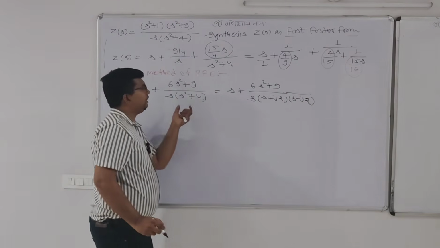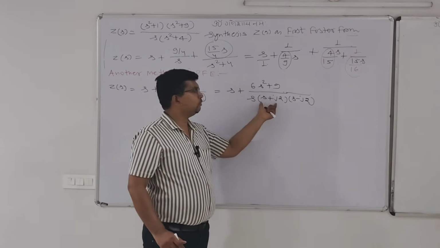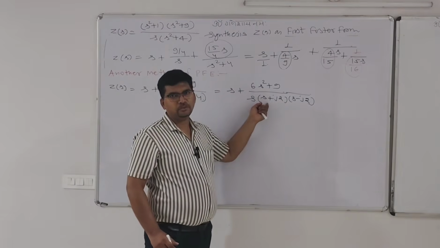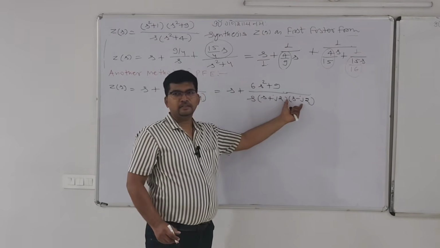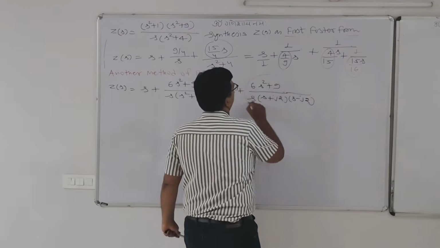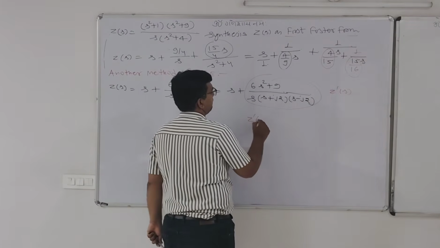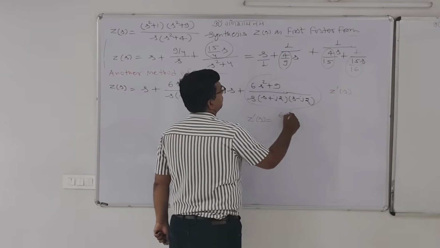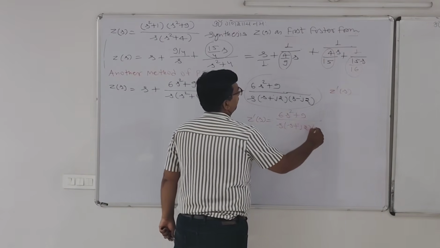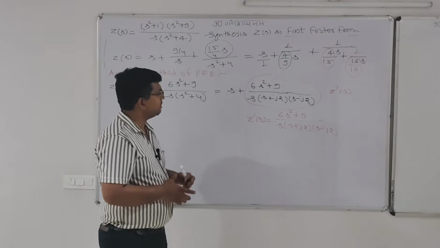So basically we convert this quadratic term into simple factor form, that is, there are two roots: one is s equals plus j2, another is s equals minus j2. So this is the factor form. Now after that we will assume this whole term as Z(s). Then what is Z(s)? Z(s) becomes 6s square plus 9 upon s into s plus j2 into s minus j2. Now here all the factors are simple.